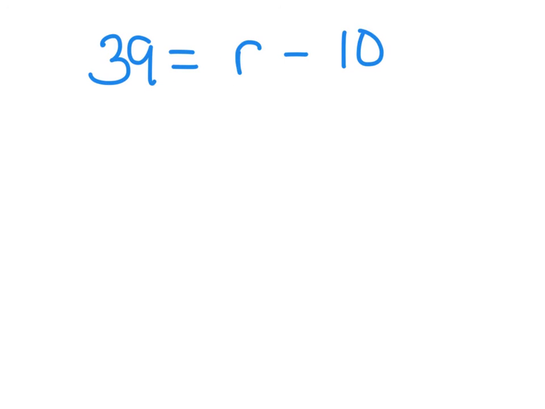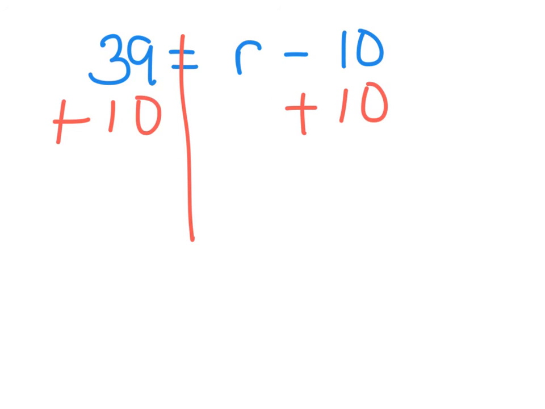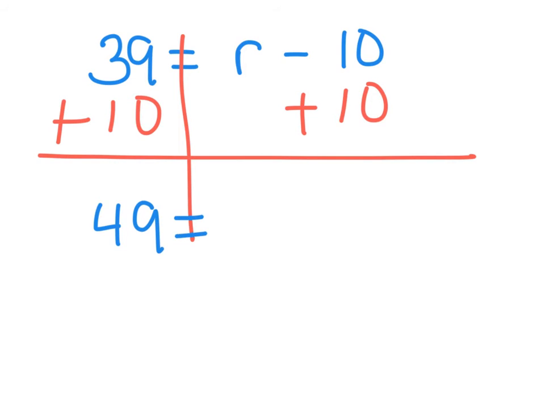Let's do one more of those. 39 equals r minus 10. Once again, I need to focus where my variable is, r minus 10. My inverse of minus 10 is plus 10. So therefore, I'm going to add 10 to this side, and I need to add 10 in order to keep it balanced. 39 plus 10 is 49. And our 10s cancel each other out on the right side of the equation, so I am left with r.